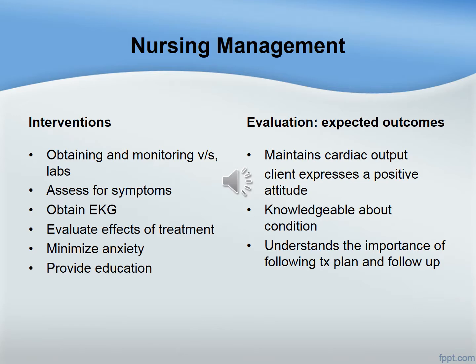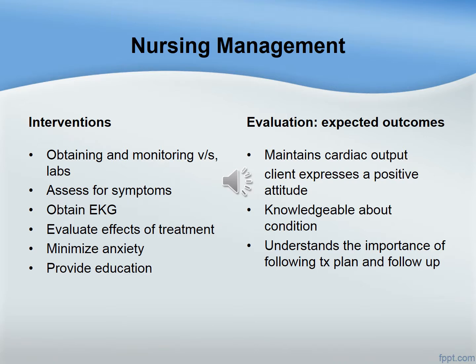So nursing management, what is the goal of treatment? Really, the goal of treatment is to eliminate or decrease the occurrence of the arrhythmias, and also to minimize the patient anxiety, and also to provide education to the patient. We need to obtain and monitor the patient vital signs, and also labs, especially their electrolytes. Also, the CBC to check for perfusion.